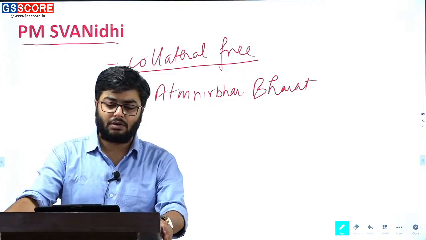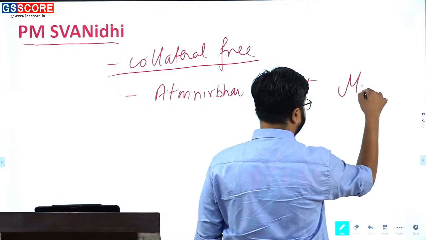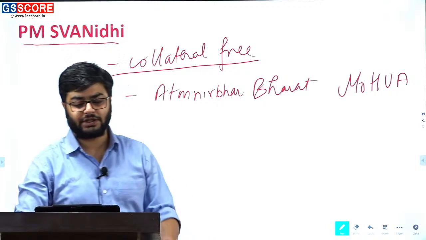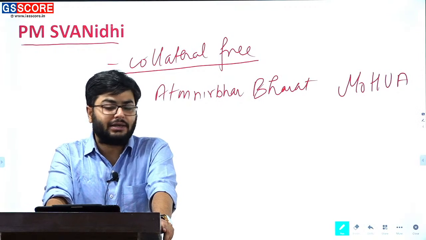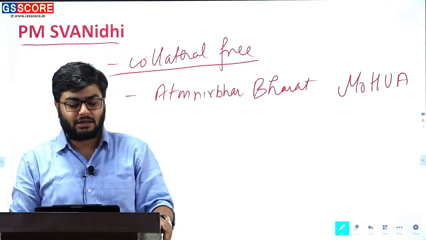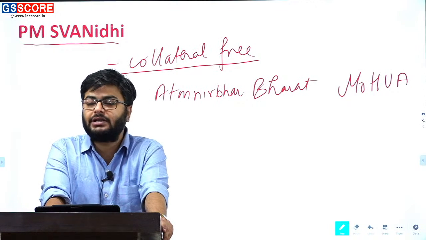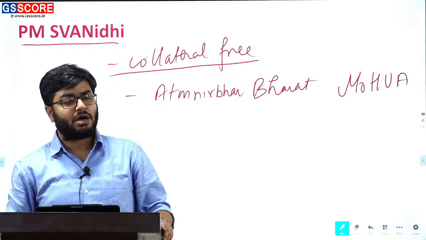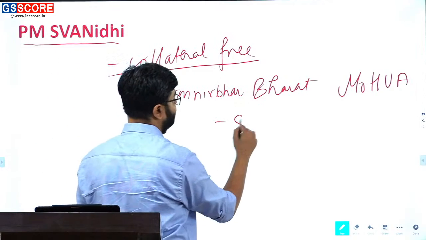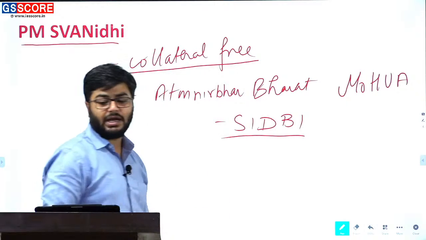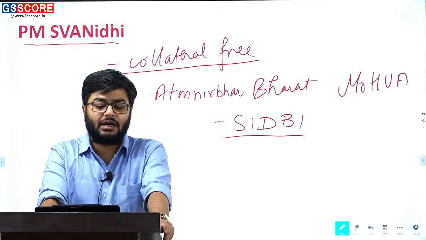The ministry is Ministry of Housing and Urban Affairs. So urban street vendors, okay, that are the target group. It is implemented through urban local bodies, scheduled commercial banks, non-banking financial companies, cooperative banks, whereas SIDBI is the implementation partner. It is fully funded by the central government.